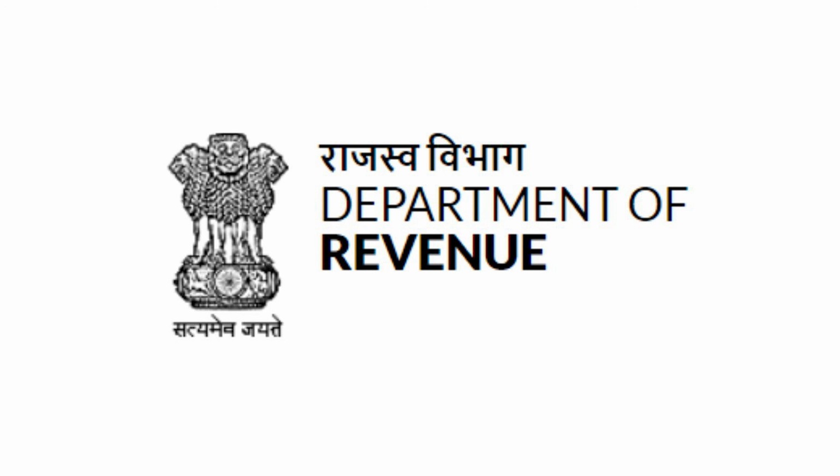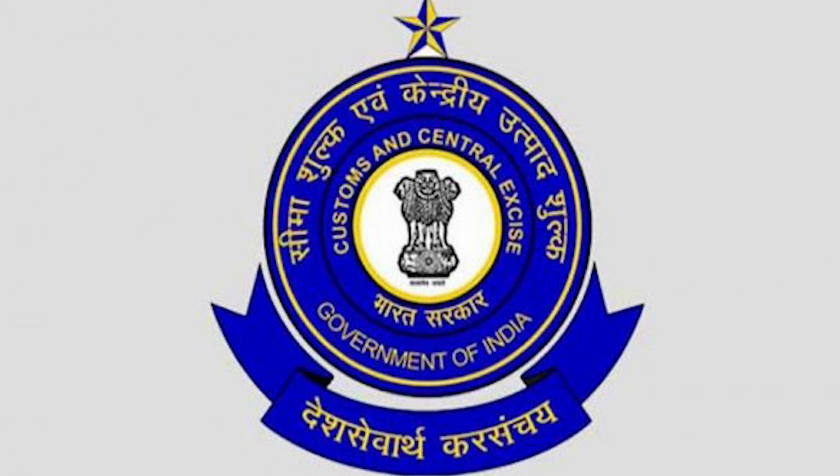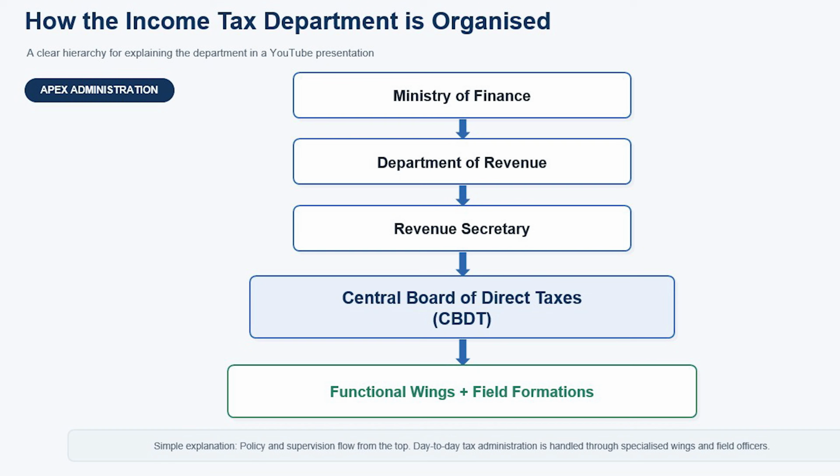Let us first see the top level structure. At the highest level, income tax administration comes under the Ministry of Finance. Within the Ministry of Finance, there is a Department of Revenue. The Department of Revenue is headed by the Revenue Secretary. The department supervises the administration of union taxes through two statutory boards: Central Board of Direct Taxes or CBDT for direct taxes and Central Board of Indirect Taxes and Customs or CBIC for GST, customs and related matters. So the first clean chain is Ministry of Finance, Department of Revenue, Revenue Secretary, CBDT, and finally the Income Tax Department machinery.